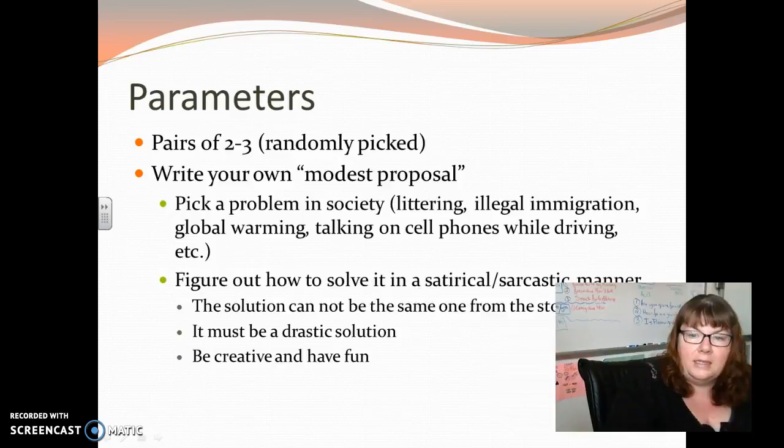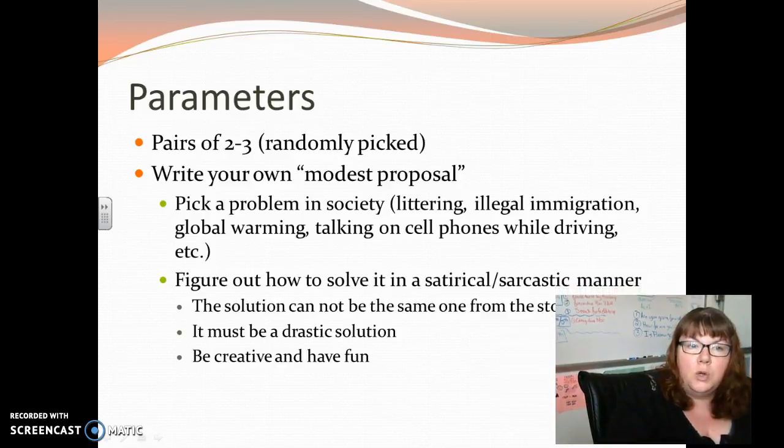Okay, so looking at the slides, this is a group project. So I'm going to put you randomly picked in just a few minutes with Classcraft in pairs of two to three students.